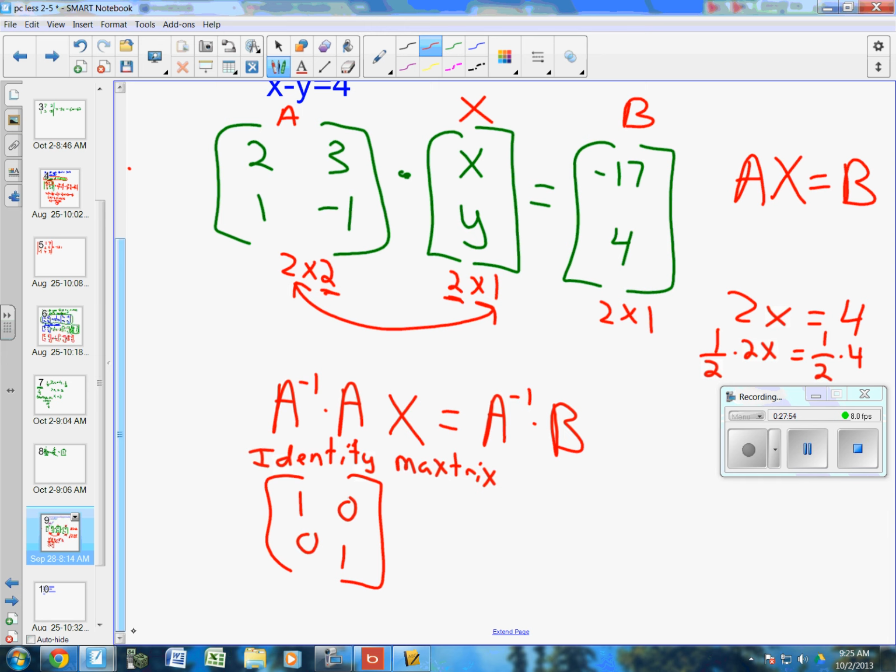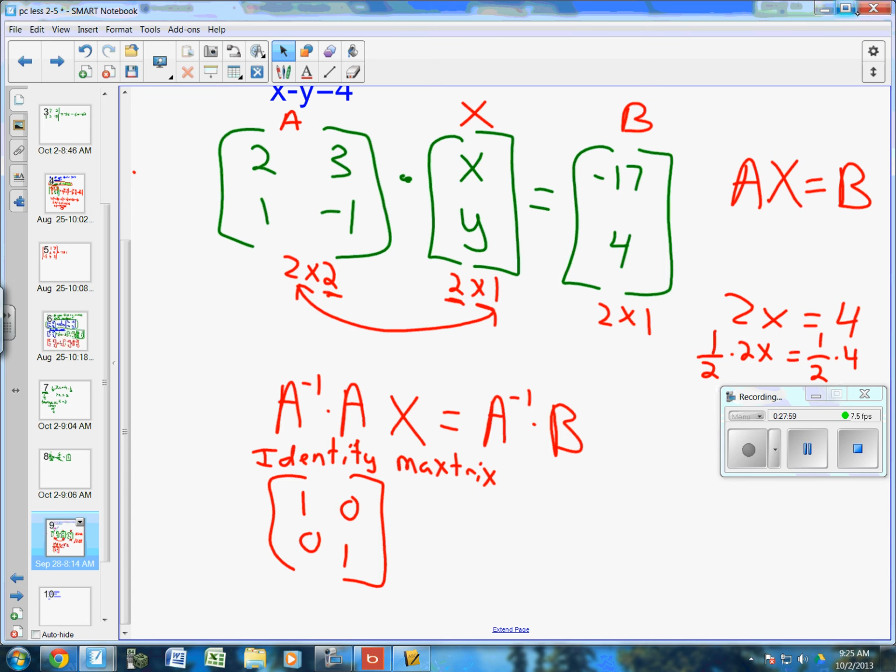So guess what? Since we're out of time, I'm going to show you how to do it on the calculator. You guys ready?